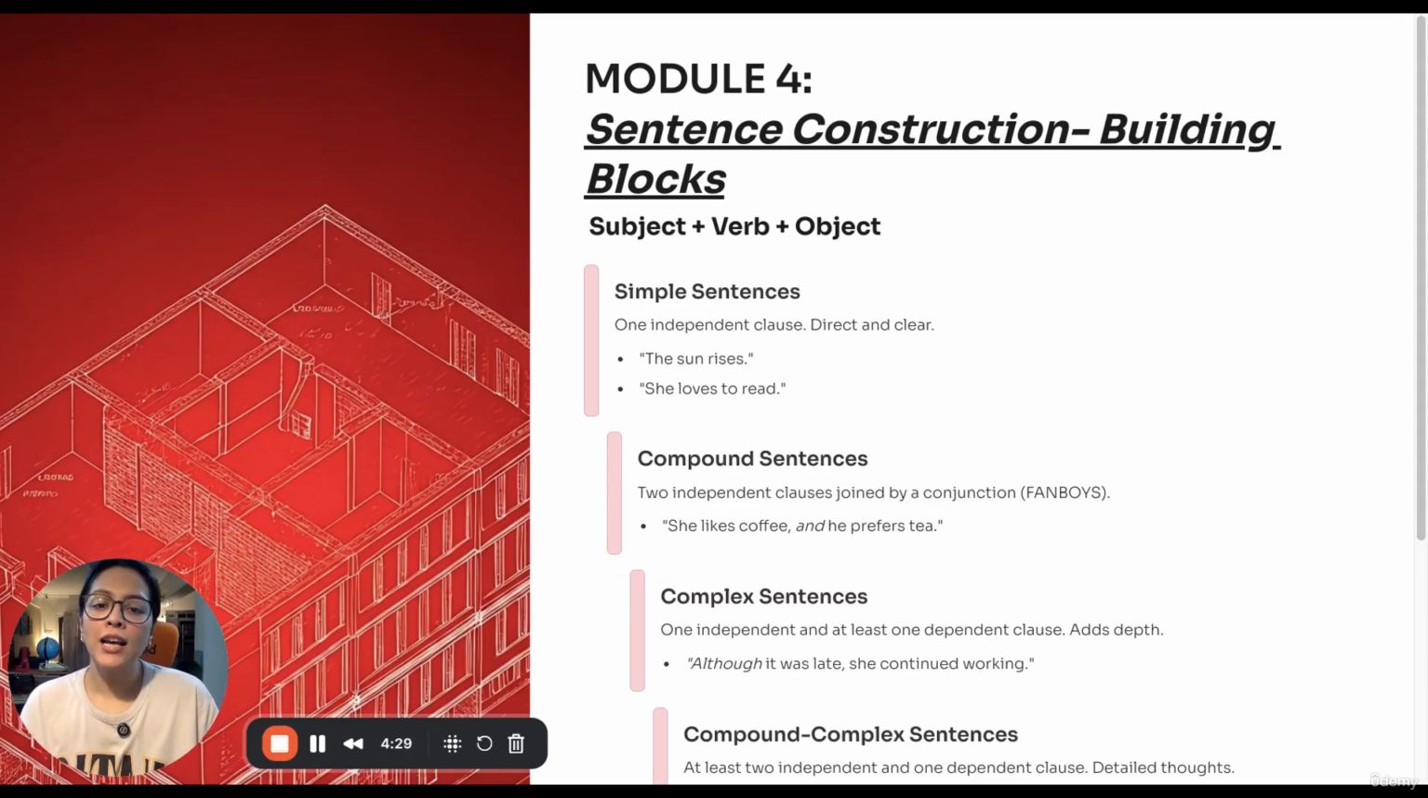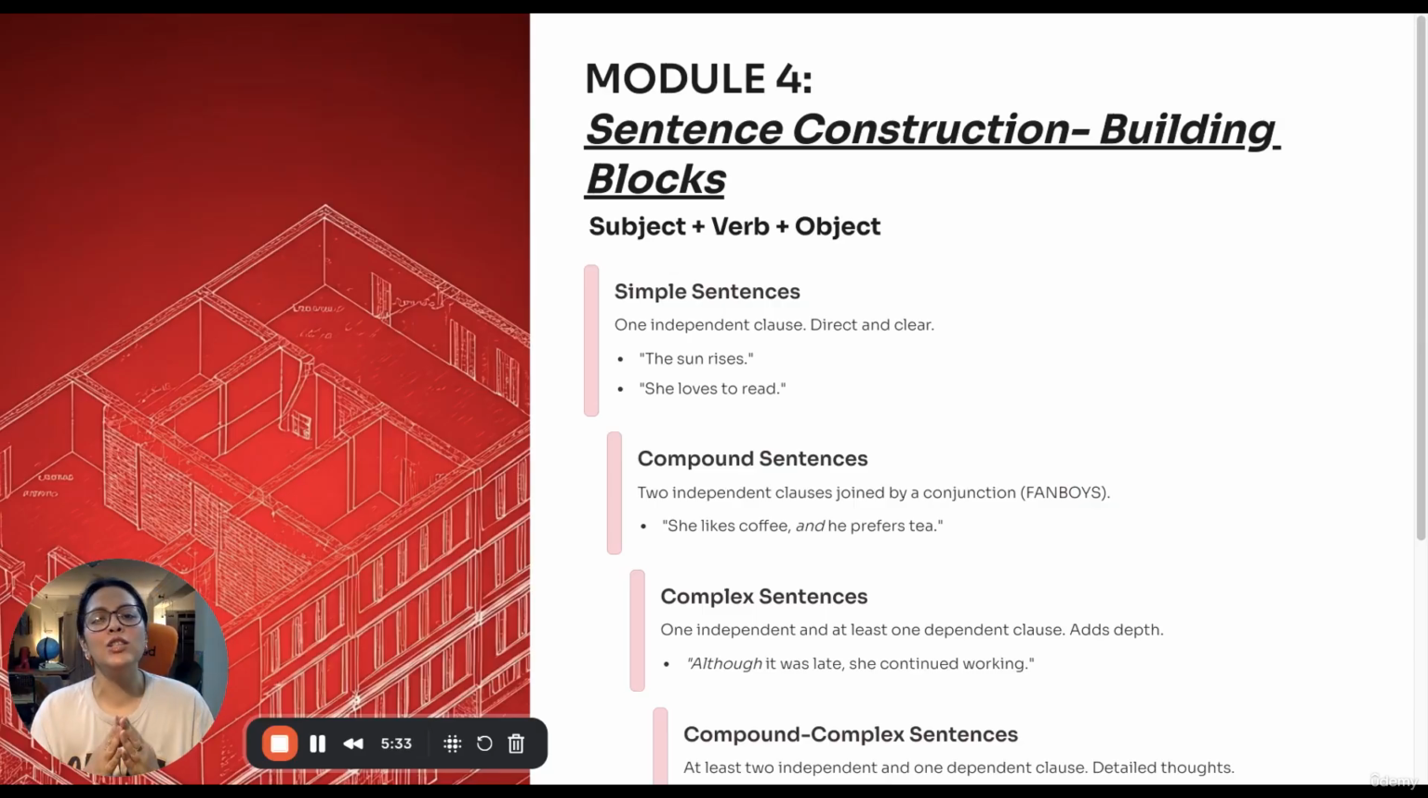Now, what are compound sentences? Compound sentences are two independent clauses joined by a conjunction. Remember when we were doing conjunctions, FANBOYS, where each letter stands for a conjunction. Independent clauses are groups of words which make complete sense in themselves. They are not dependent on each other. For example, she likes coffee, he prefers tea. Both of these are independent clauses and they are not related to each other in any way.